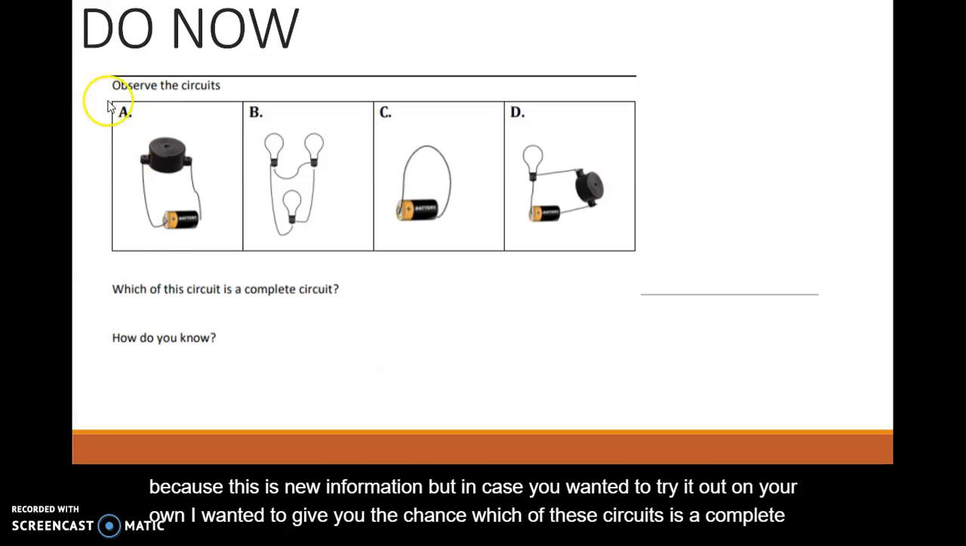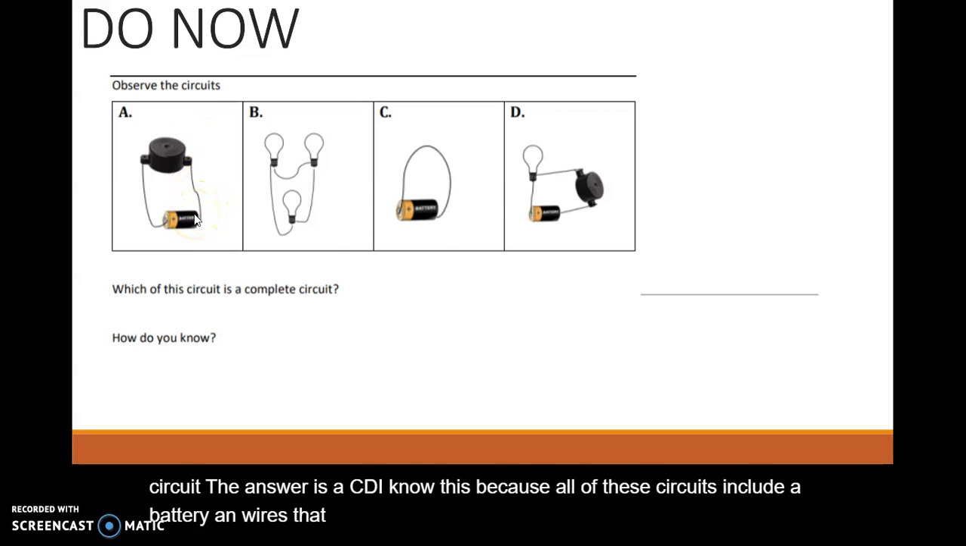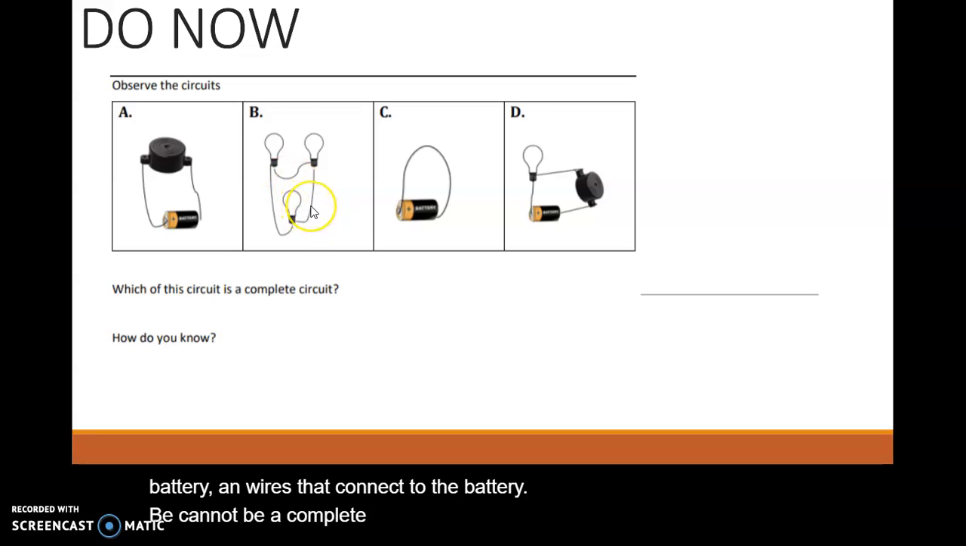The answer is A, C, and D. I know this because all of these circuits include a battery and wires that connect to the battery. B cannot be a complete circuit because it does not have a battery, which is where the electricity comes from.